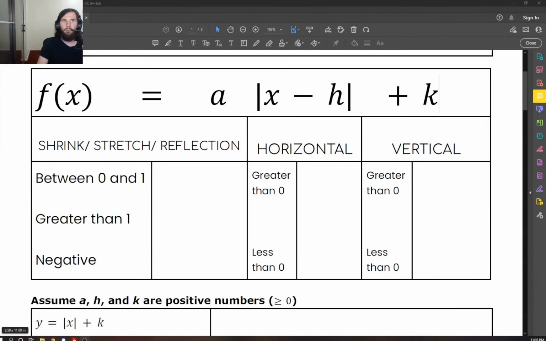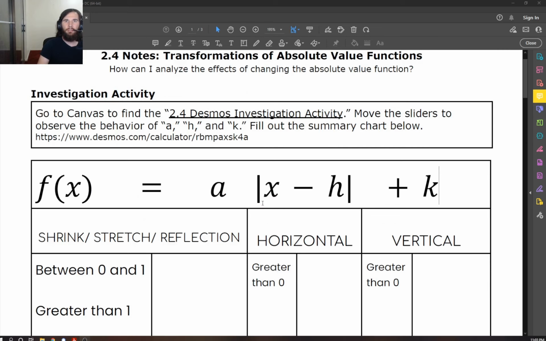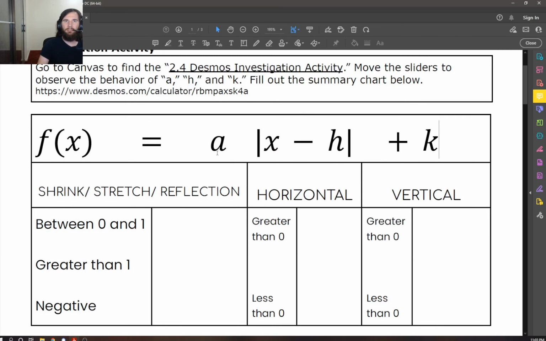Alright, welcome to our fourth and final lesson on absolute value. We'll be talking about absolute value transformations. So you see here we've got f of x equals a times absolute value of x minus h, plus k.